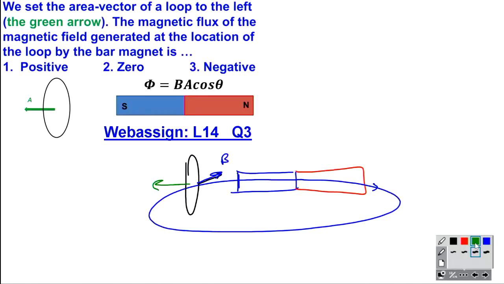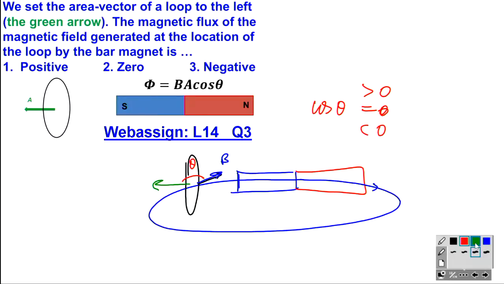Area vector. That's the angle. So cosine of this angle is a number, could be positive, 0, or negative. So you choose one. What do you choose? Negative.